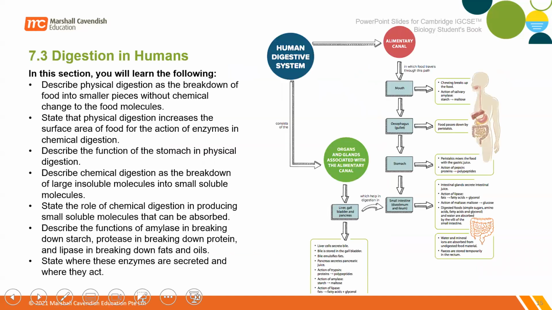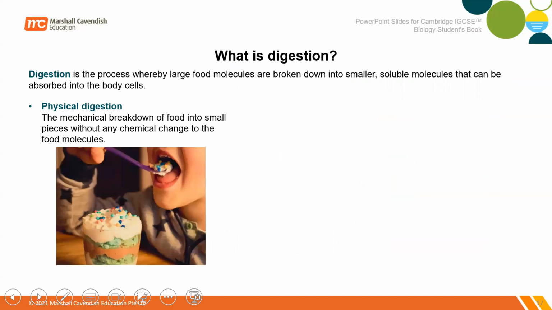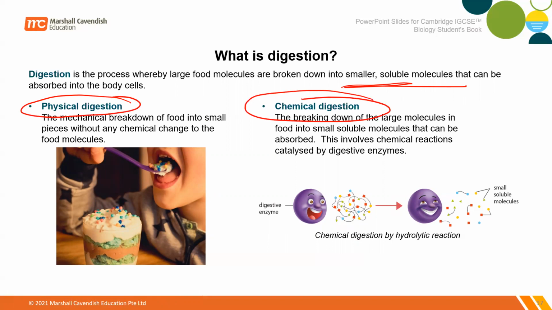The third part is the digestion process. And as long as you know the main parts, the digestion process will be extremely easy. Look, a lot of objectives, but the topic is extremely easy, as I told you. Digestion is the process of breaking down large molecules into smaller molecules to be absorbed into the body cells. We have physical digestion and chemical digestion.